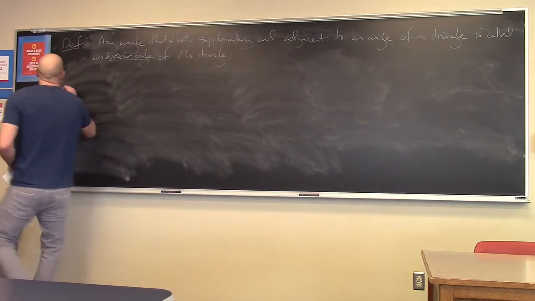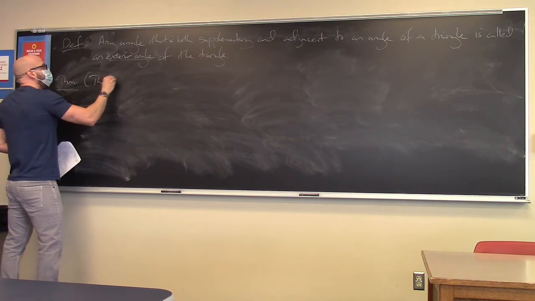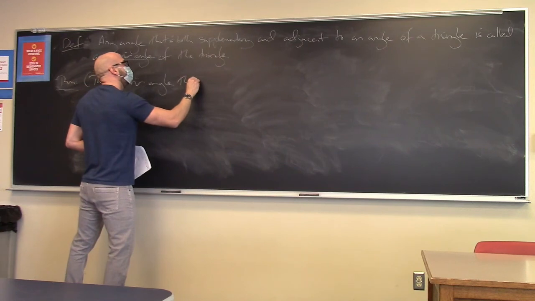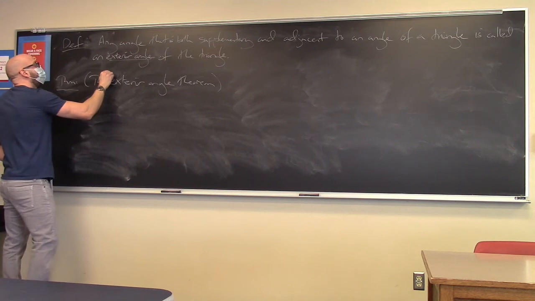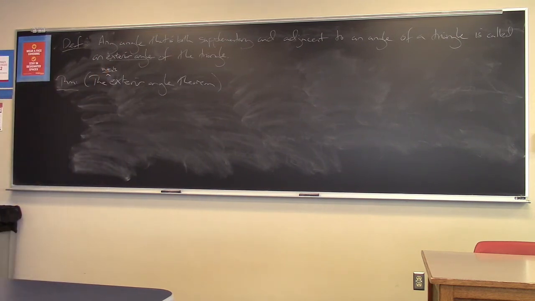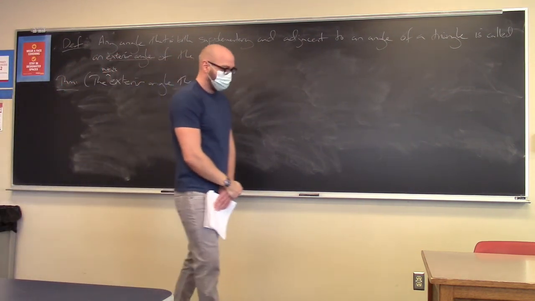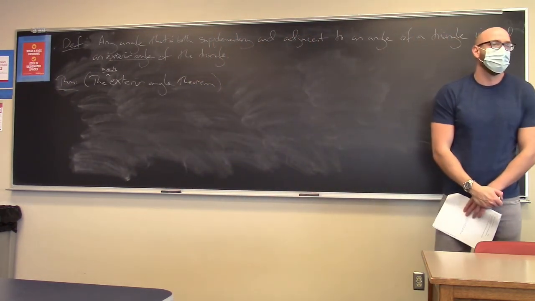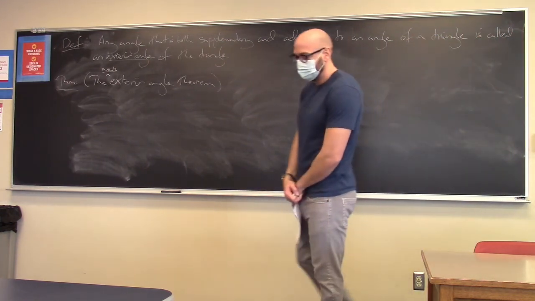So here's the theorem. And this is the exterior angle theorem, and sometimes called the weak exterior angle theorem. What does this theorem say? Do you know? Do you remember? What's true about exterior angles of a triangle?